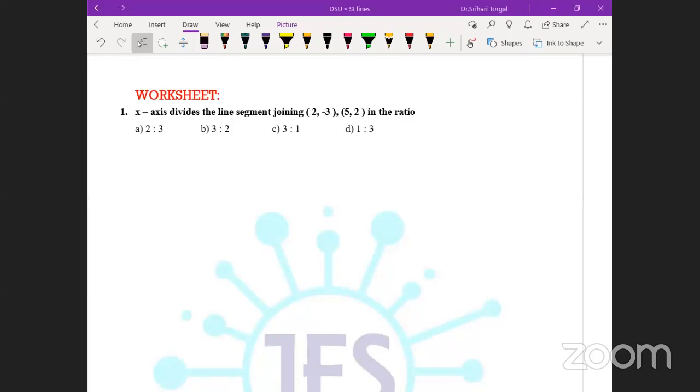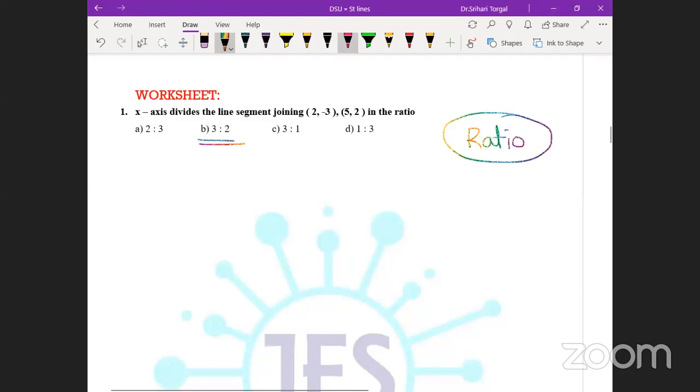X-axis divides the line segment joining (2, -3) and (5, 2) in the ratio. Yes, Yashas is telling that option B is the answer. Let me check. Now I'll discuss with all of you that the first thing is that it is a ratio. First, we will discuss all types of ratio problems.